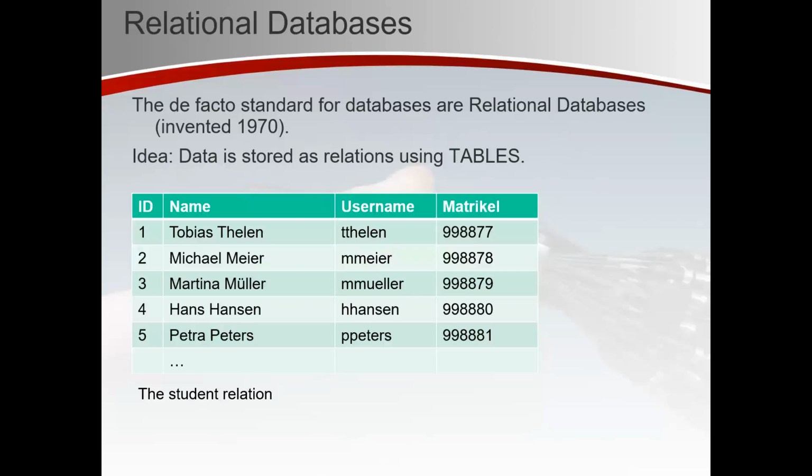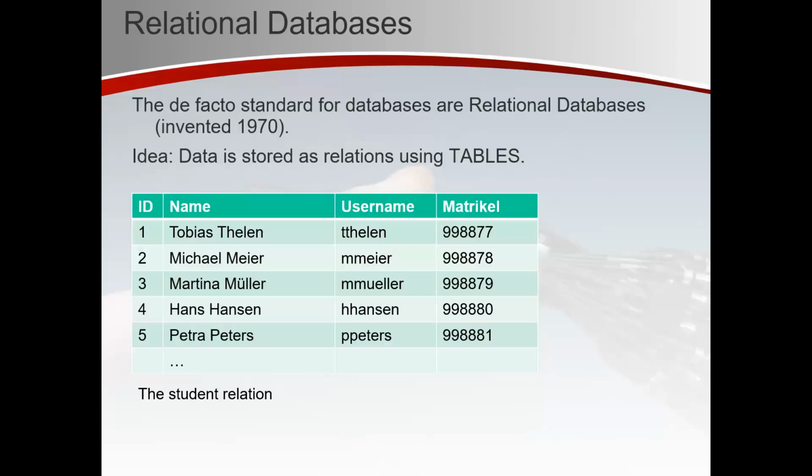The idea behind these relational databases is that data is stored as relations using tables. What does that mean? A table, for example, this table is called student, contains the student relation. That is, for each student we store an ID. No, this is just a number here. We store a name, for example, a username and a matricle number. Also, Tobias Thielen has a username T. Thielen. The matricle is 998877, and the ID is 1.